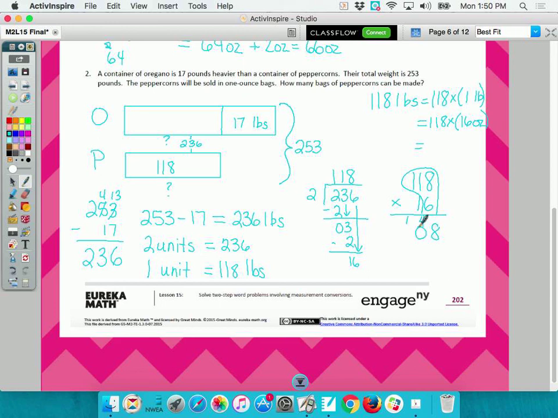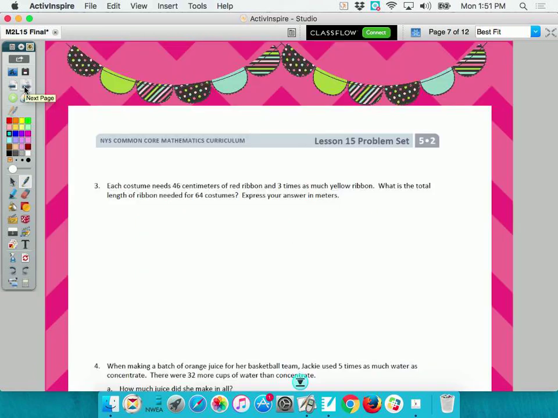Wow, that is a lot of bags. Have I ever told you I really like ones? Me too. Because they're a lot easier to multiply with. Yes. So for ounces, it looks to me like I have 1,888 ounces of peppercorn. And if that's how many ounces I have, then that's how many bags I have, because it's 1 ounce bags. I'm surprised it wasn't 888. I know. Okay, let's move ahead to number 4.